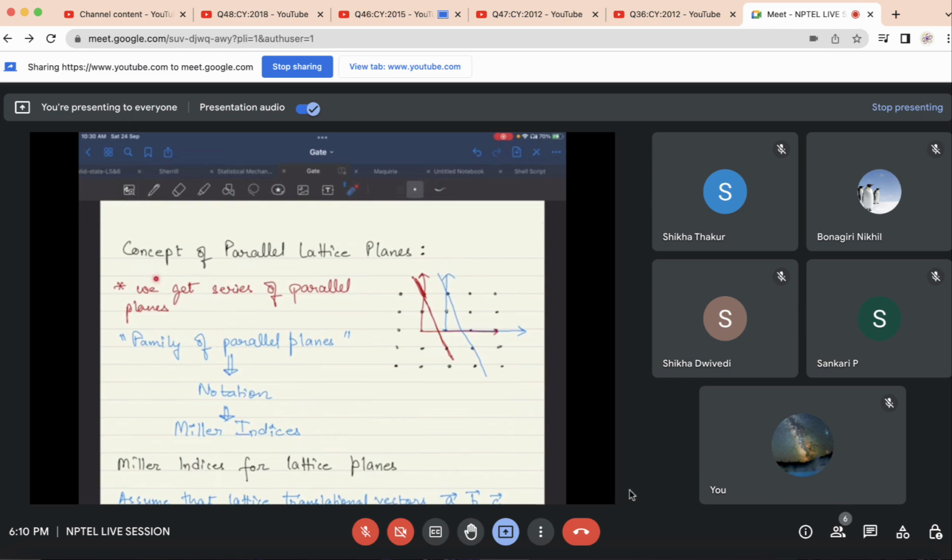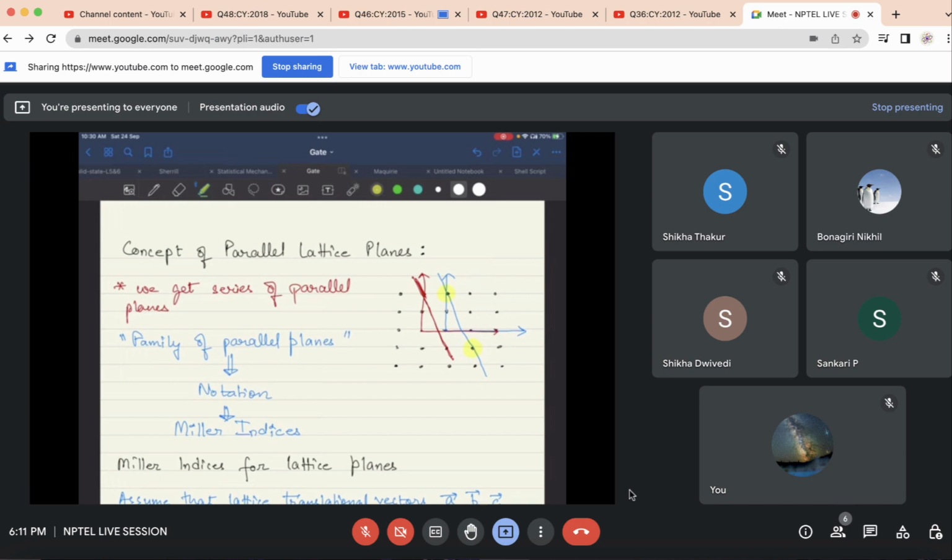Now coming to the concept of parallel lattice planes. If you assume this is a one-dimensional lattice, with points arranged in a lattice, this is a one-dimensional lattice plane. Now, if this is the axis in blue, say A and B, and again in red, say A and B, in blue we see there is a plane passing through these two atoms. So the blue plane passes through them, and it will cut the axes A and B at some point.